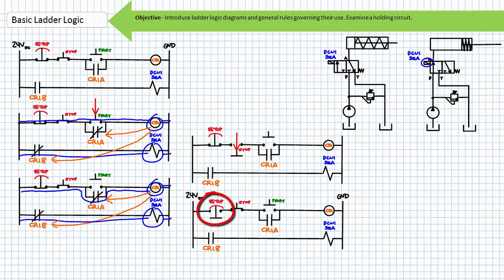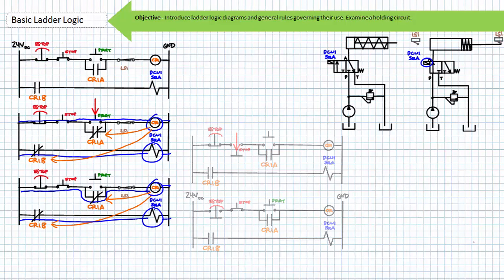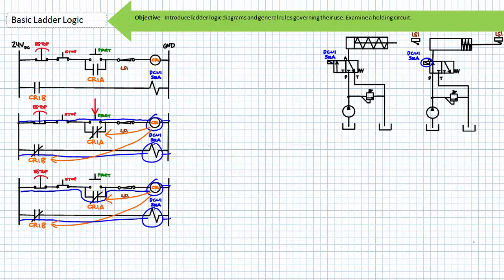Importantly, due to the maintained rather than the momentary nature of the e-stop, the system will remain disabled until the e-stop is reset. The start button will not energize CR1, and as such the solenoid will not energize, nor the cylinder extend, despite repeated attempts to press the start button. That's the point. The maintained e-stop has disabled the system. Only after the e-stop has been reset and returned to the closed position can the system now extend the cylinder. But wait, that's not all.